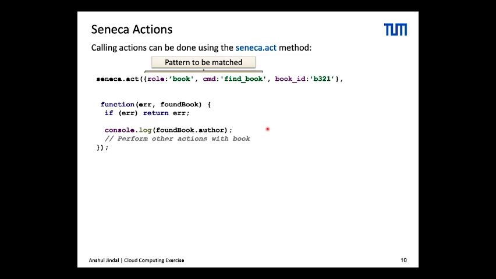Now by Seneca.add, we created a microservice, and we can call that microservice using the Seneca.act method. This Seneca.act requires two arguments. One is the pattern to be matched. As I mentioned earlier, we are not using REST API-based calling, so it's basically based on the pattern. So Seneca.act over here would see where this pattern is, the role and the command, and then send this message to that particular microservice to perform the action which we specified over here.